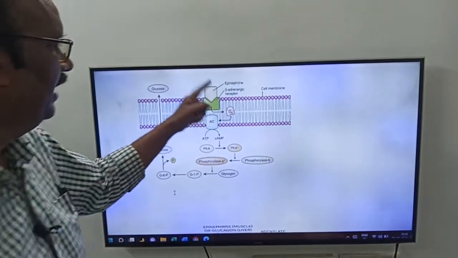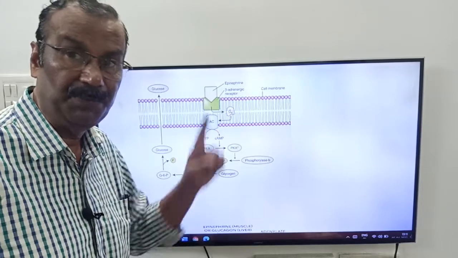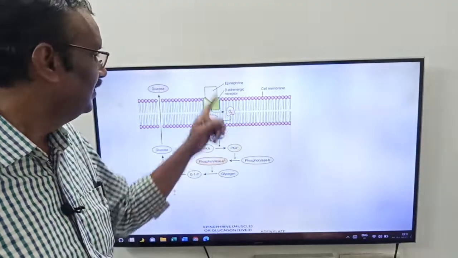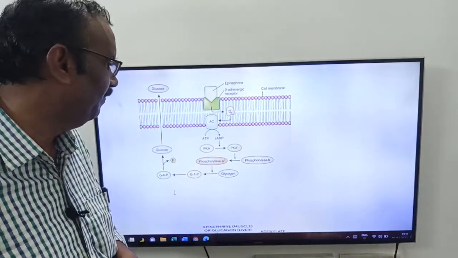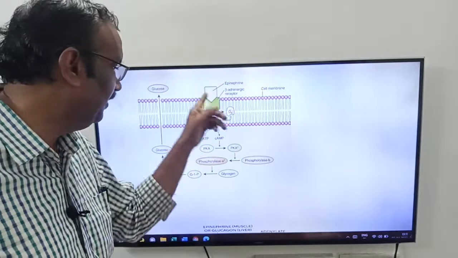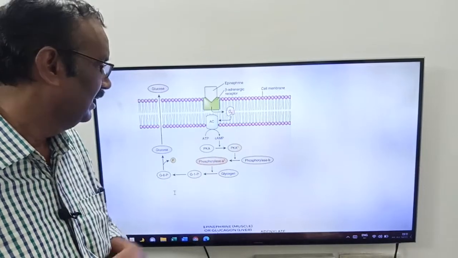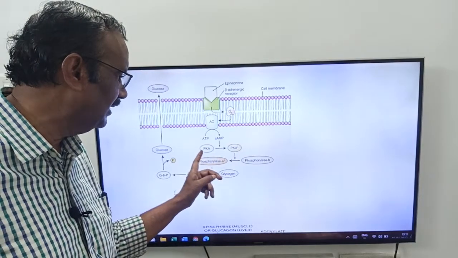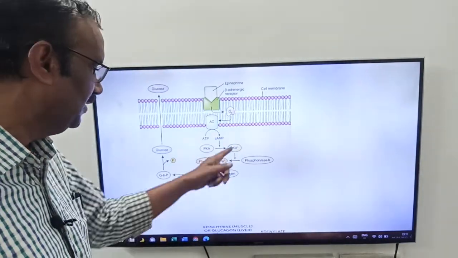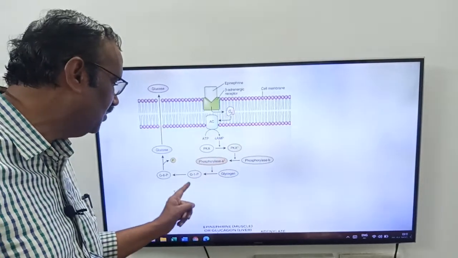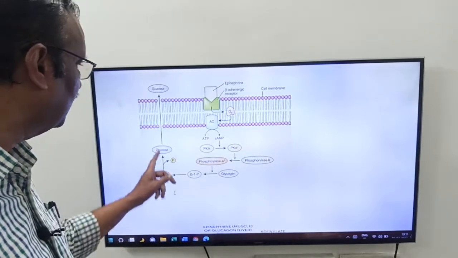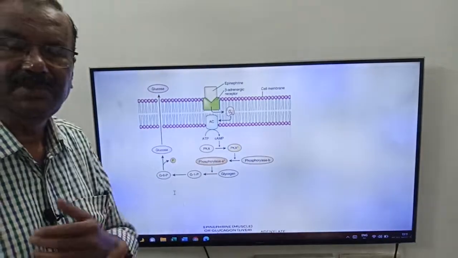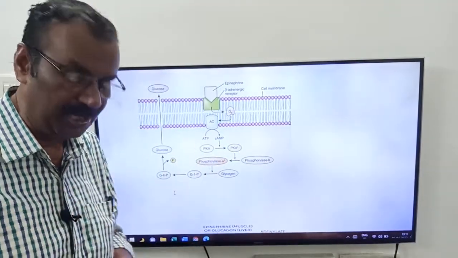See friends, epinephrine is a peptide hormone, or protein hormone, or amine hormone, a large hormone. It won't penetrate into the cell, so it attaches to the membrane bound receptor. It activates the G protein. This G protein in turn activates adenylate cyclase. This adenylate cyclase converts ATP into cyclic AMP. Cyclic AMP converts inactive protein kinase A into active protein kinase A. This protein kinase A converts glycogen into glucose 1-phosphate, later glucose 6-phosphate, then glucose. This glucose goes out from the cell, friends. Okay, friends, this is the mechanism of hormone action of epinephrine, a peptide hormone.